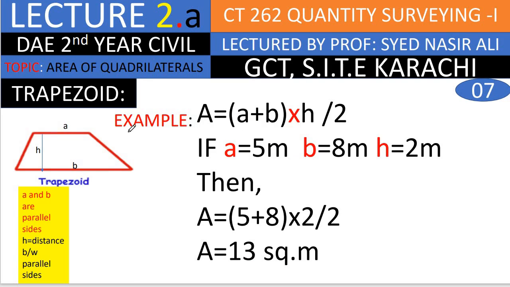Now take the example. Area is equal to (A plus B) multiplied by H divided by 2. If A is equal to 5 meter, B is equal to 8 meter and H is equal to 2 meter, then take A is equal to 5, B is equal to 8 and H is equal to 2 meter. And this is divided by 2 in the formula. This 2 and 2 cancel out. 8 plus 5 is 13. 13 square meter is the required area.